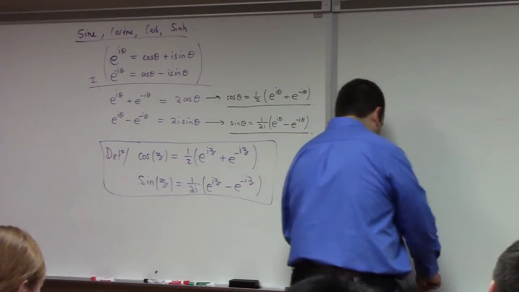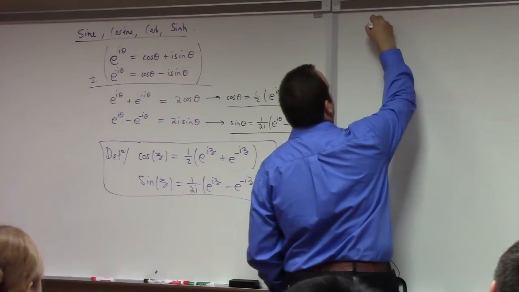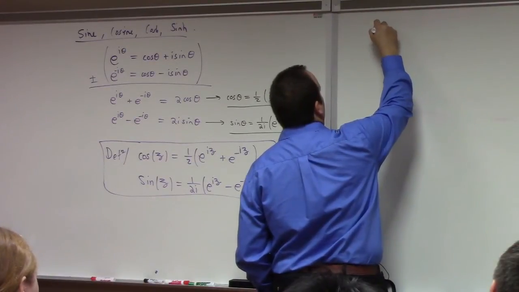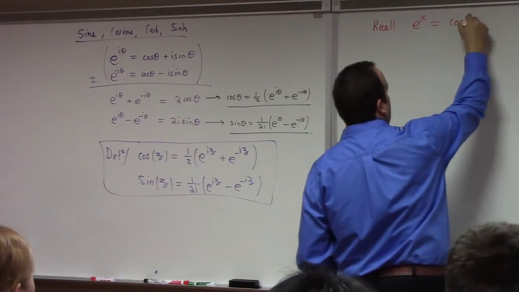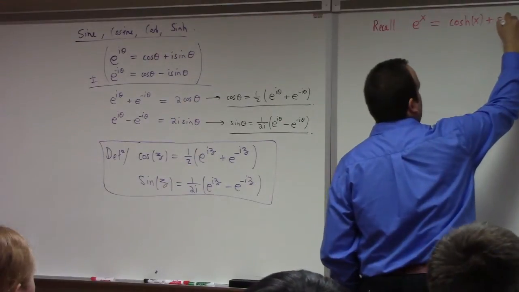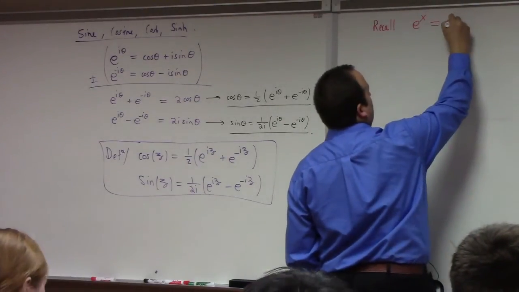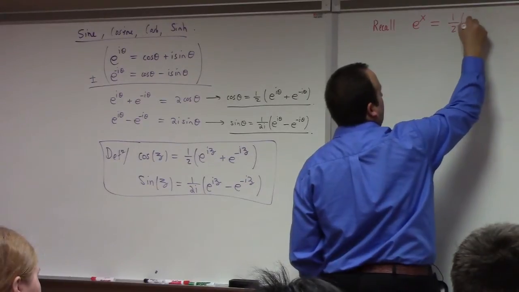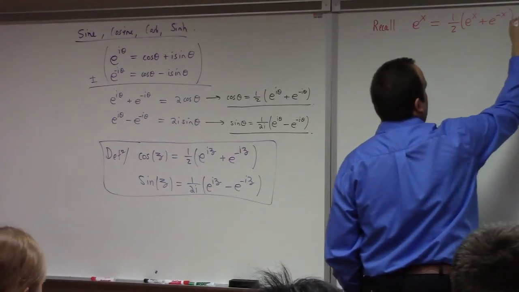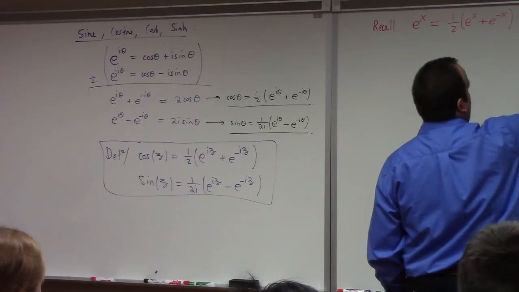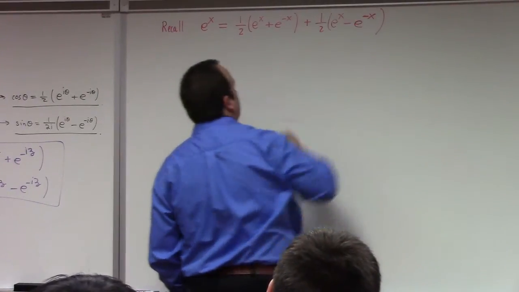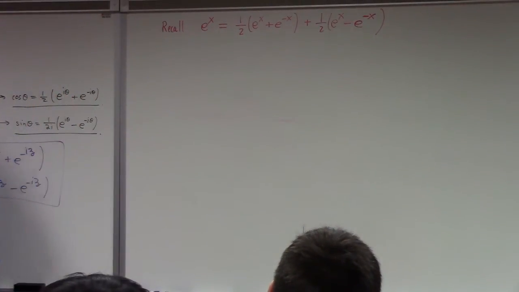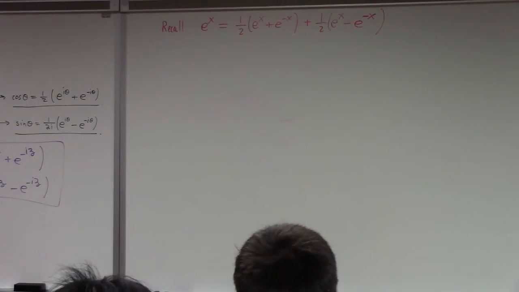Now, something else we should talk about is, in the real case, what do we have? e to the x, right, is equal to what? It's equal to cosh x plus sinh x. Why is that? Well, let me be less jumpy here. e to the x is 1/2 (e to the x plus e to the minus x) plus 1/2 (e to the x minus e to the minus x), right? This identity simply expresses the fact that the exponential, which has a domain which is symmetric about 0, can be expressed as a sum of an even and an odd function.